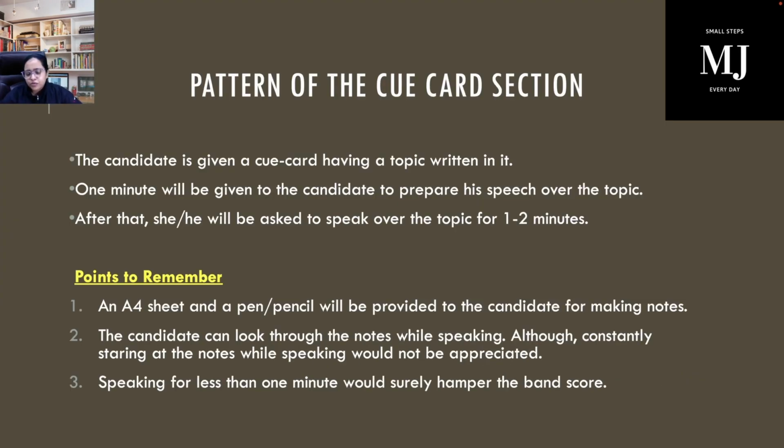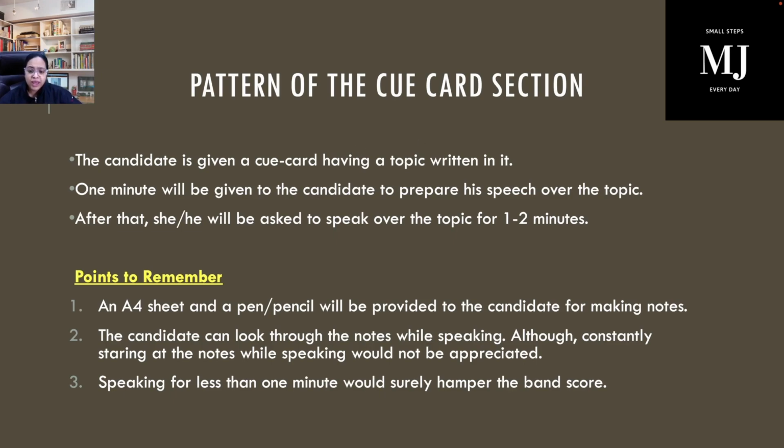Now, first, we will discuss the pattern of the cue card section. So, the candidate is given a cue card having a topic written in it. Now, this cue card is having a hint, which is the topic. One single topic would be written on that cue card. Okay, so this one topic is actually the kind of question that you would be getting.